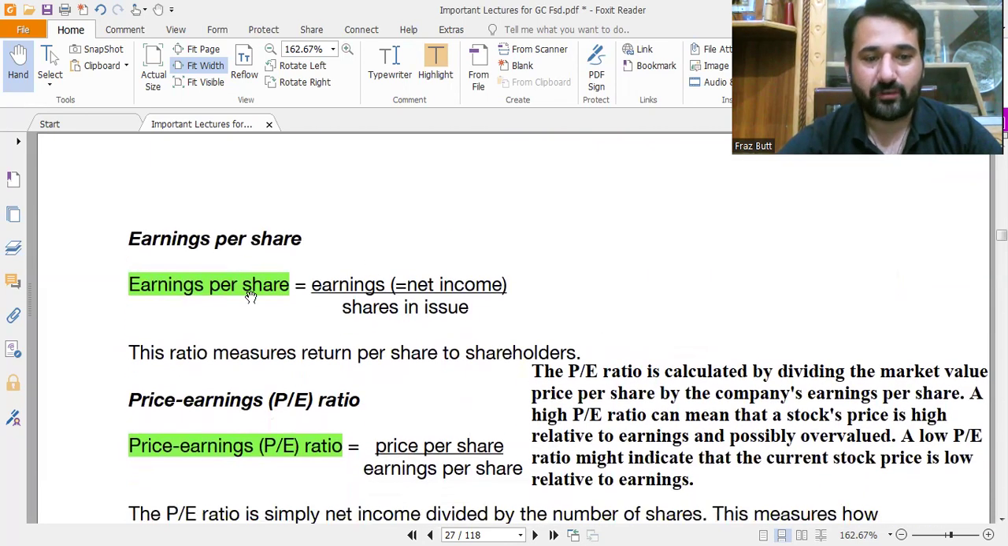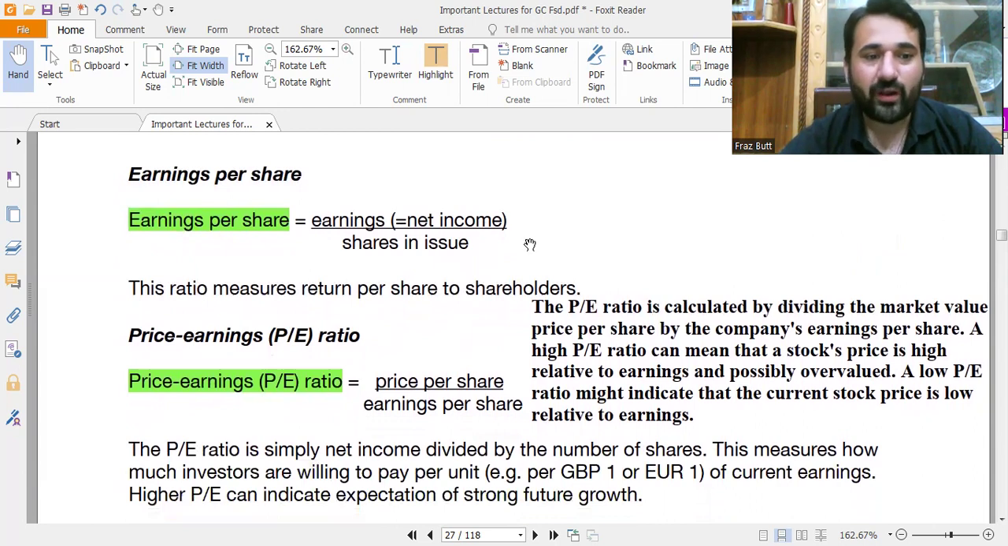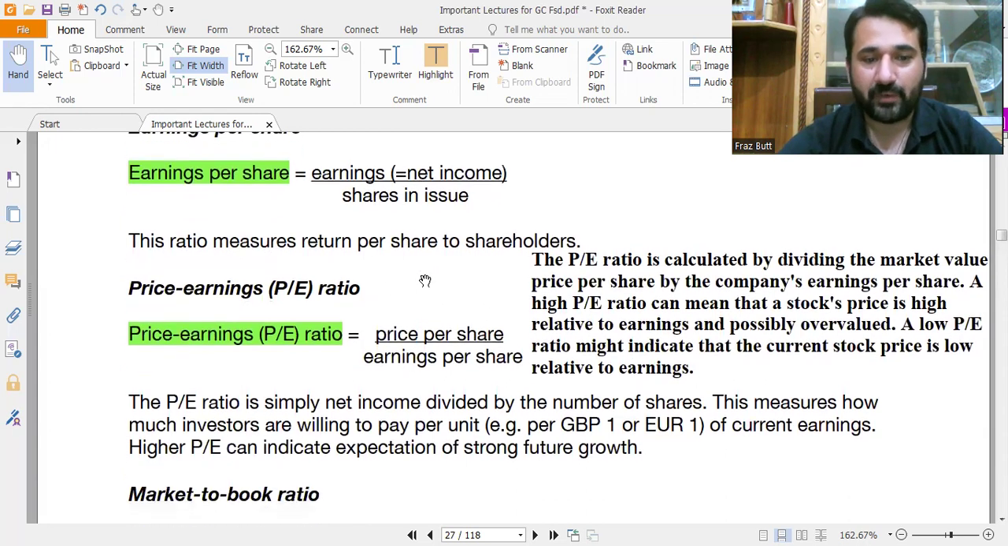First one is earning per share. The formula for calculating earning per share is earnings, which is your net income, divided by the shares issued. How much earning you are actually having and how much shares you have issued. When we solve the numericals related to these ratios, these concepts will be deeper and easier for you to understand. But right now, theoretically, at least you have to make a base in your mind. This ratio measures return per share to the shareholder. Earning per share actually measures how much earning your shareholders are actually getting from your company.